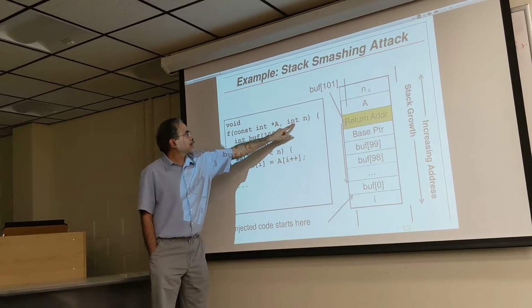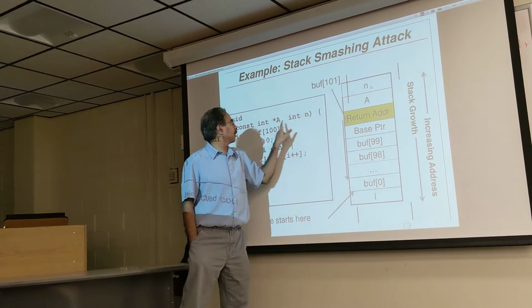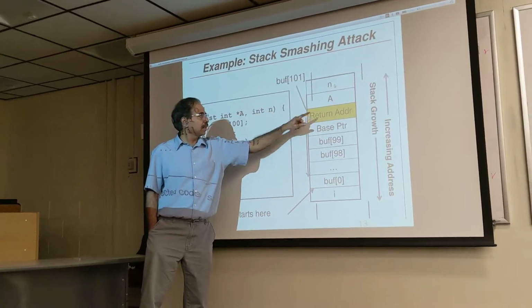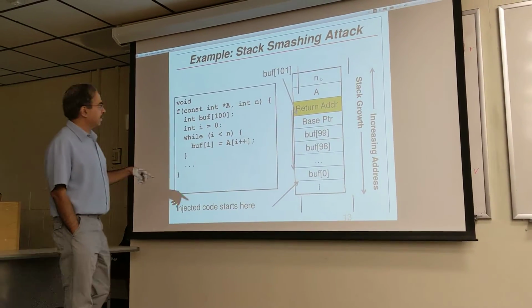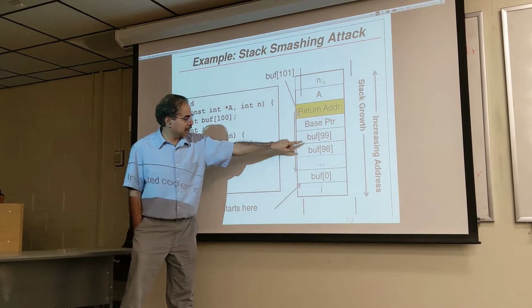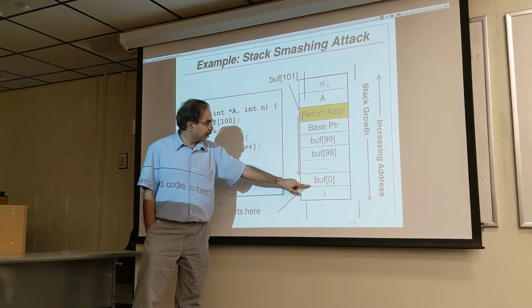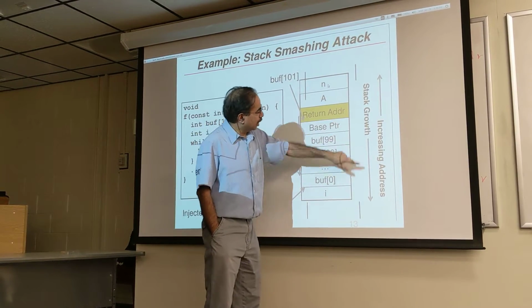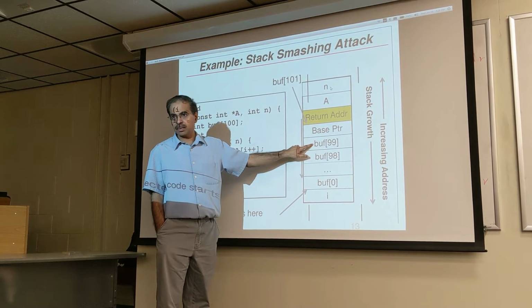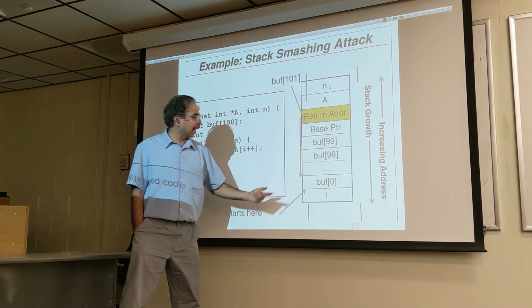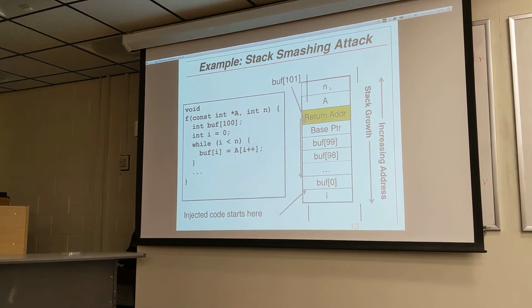So you have the arguments, this argument is over there, second argument is over here, then there's the return address, then that's the saved base pointer, and then the array buff is allocated here. And again, remember, because the addresses increase this way, buff 0 will be here and buff 99 will be there. Okay? And then i might be allocated in that place.